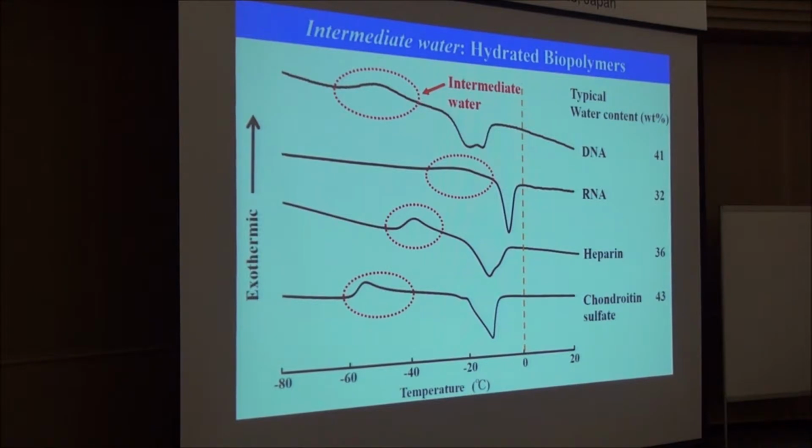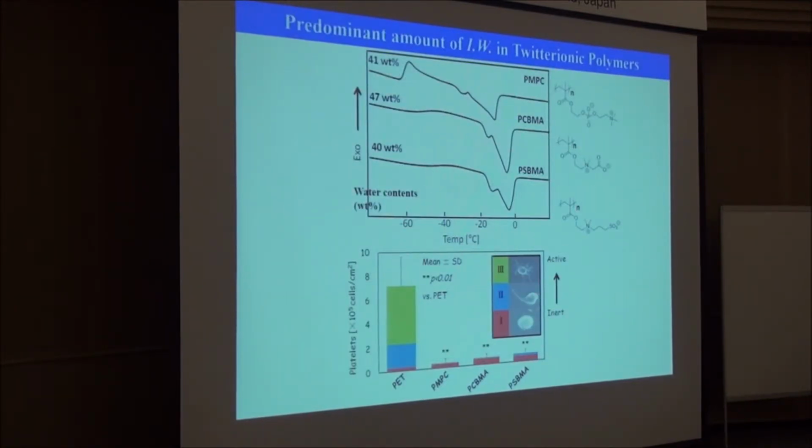This is a typical example of the biopolymer-water system. For example, DNA and RNA. It depends on the ATGC sequence, but the important thing is that we have always observed intermediate water in nucleic acids. And for heparin, polysaccharides, and chondroitin sulfate, there is always a peak of intermediate water. Also, this is a synthetic zwitterionic polymer, of three types. There is a large amount of intermediate water and also less platelet adhesion. This means very good polymers with intermediate water.